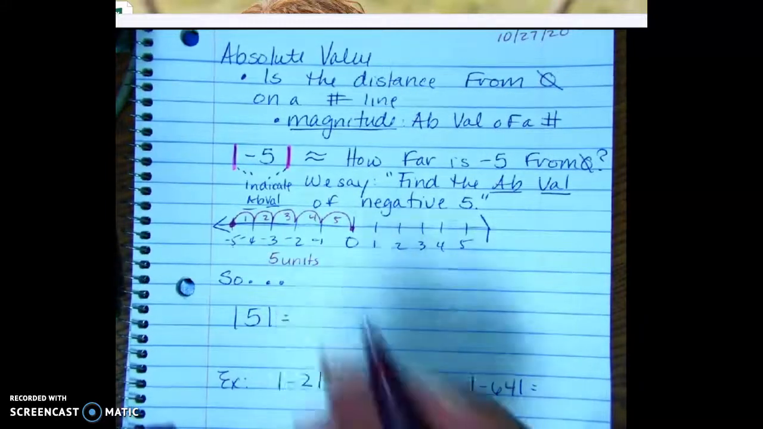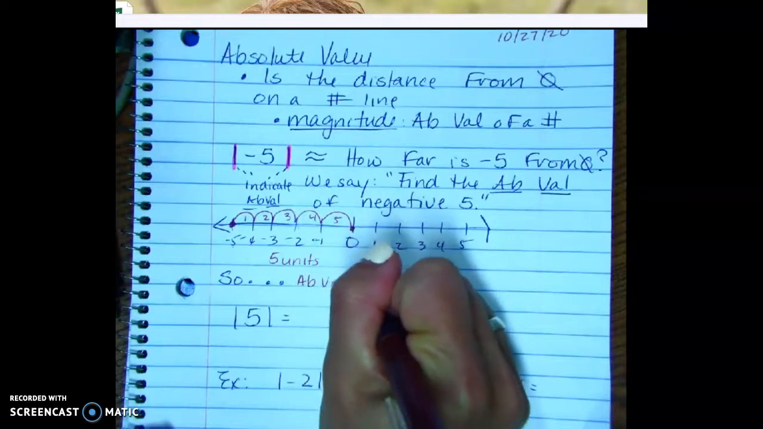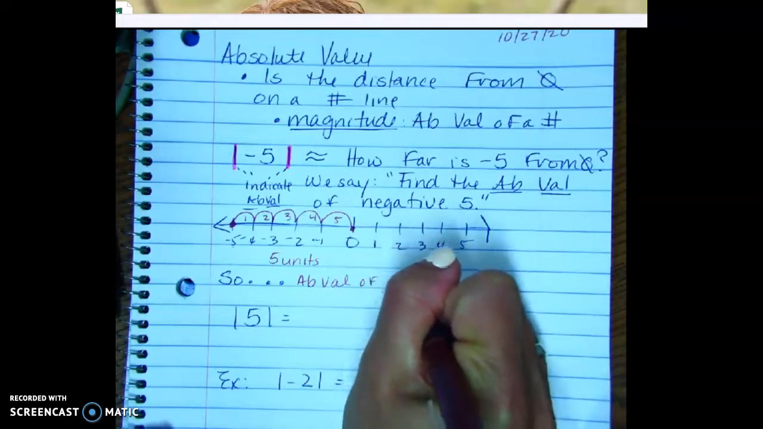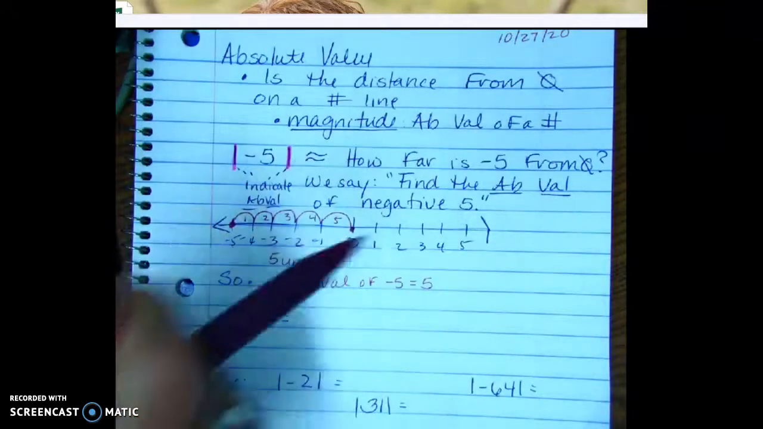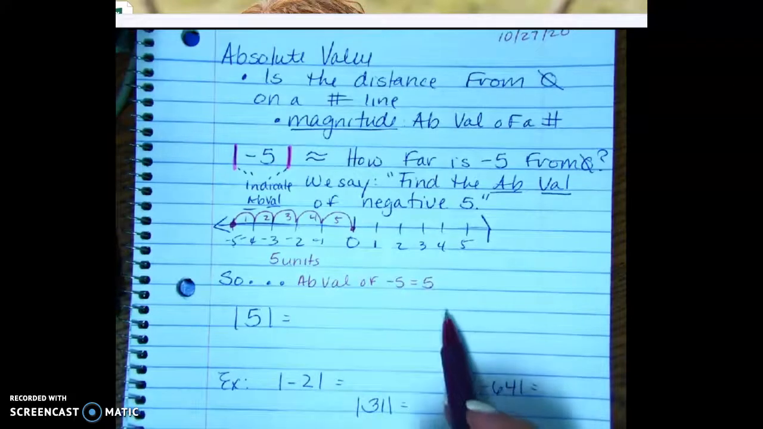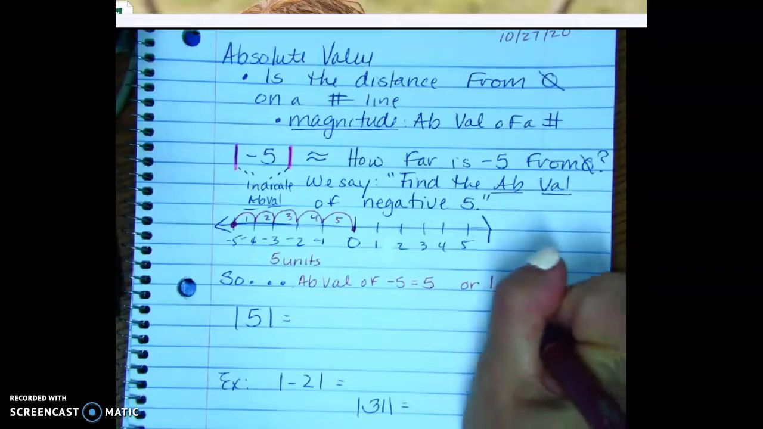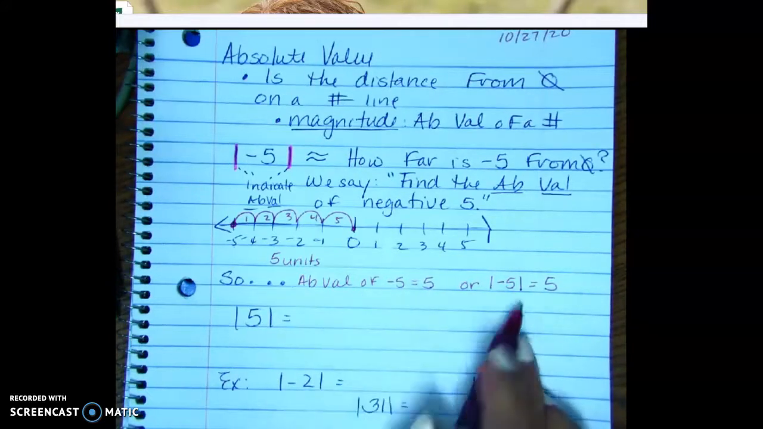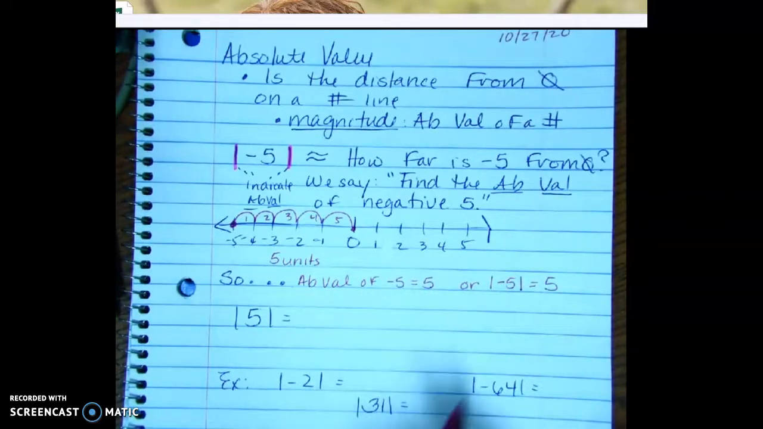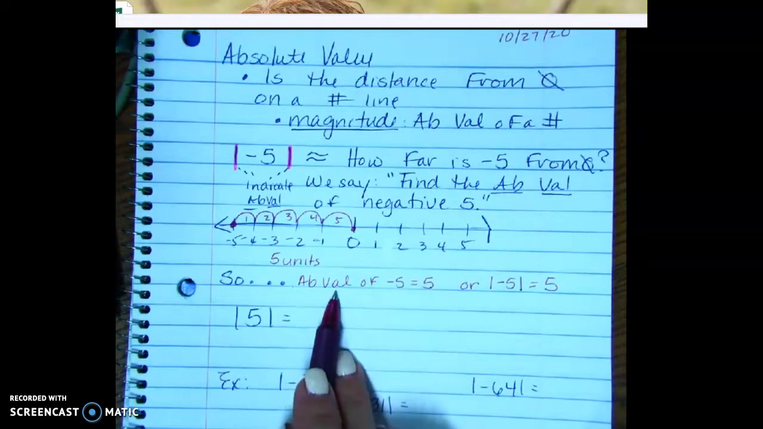So basically what we could say, the absolute value of negative 5 is 5, because it's 5 units, not negative 5 units, it's just 5 units from 0. Or mathematically we would say the absolute value of negative 5 is 5. Okay, so this and this is pretty much the same thing, but that's the mathematical way of saying it.